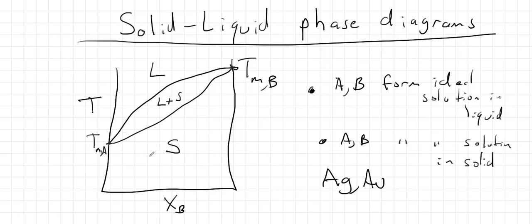And gold and silver are similar enough that they can substitute in each other's crystal lattices pretty interchangeably. So a silver atom and a gold atom, pretty interchangeable. And so they can form a solid solution or a liquid solution. A solid solution just means that if you were to look at an electron micrograph of a silver-gold alloy, there's not clusters of silver or clusters of gold. They're just spread out evenly. The two types of atoms are spread out evenly.